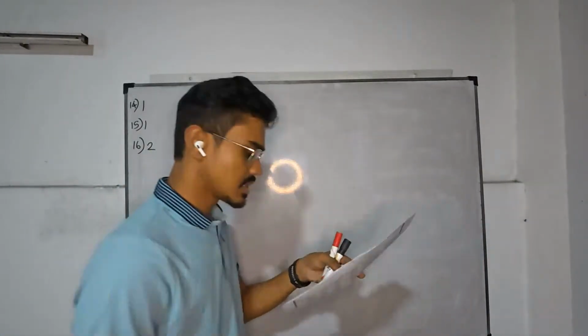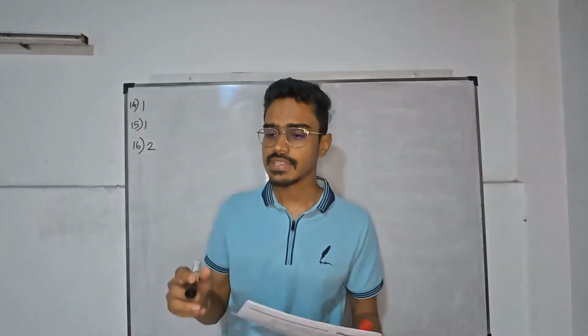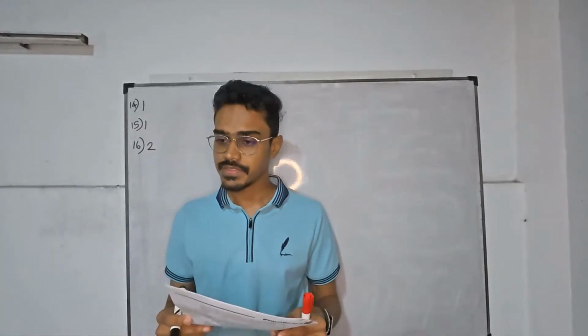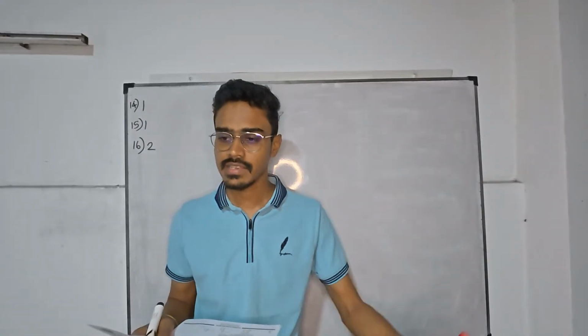Next. 17. So in the 17th, there is also an application of spring. If there is a spring, it follows Hooke's law. Hooke's law is F equals Kx.